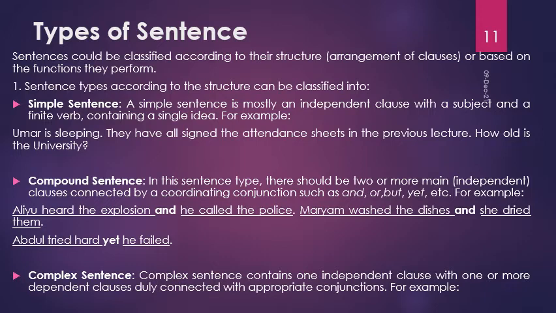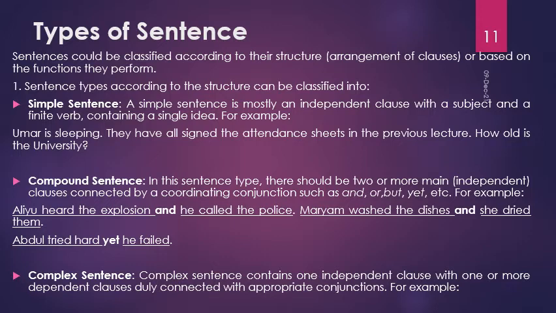For example, Aliyu had the explosion and he called the police. Here we have two independent clauses. One is Aliyu had the explosion. Two is he called the police. Now linking these two with a coordinating conjunction and we have a compound sentence, Aliyu had the explosion and he called the police. The third type of sentence is a complex sentence.